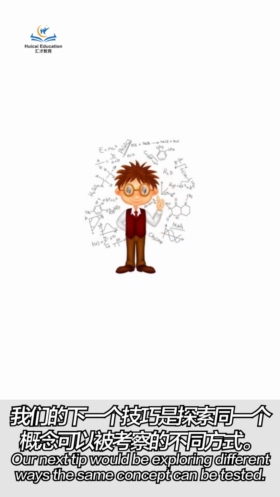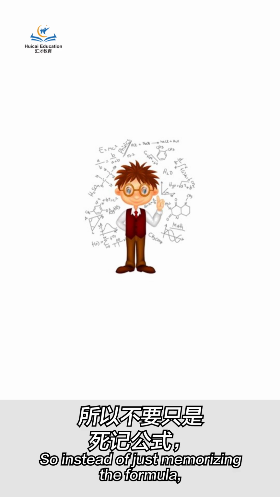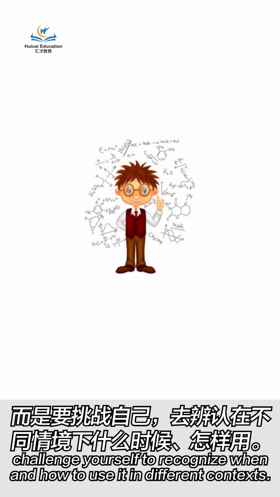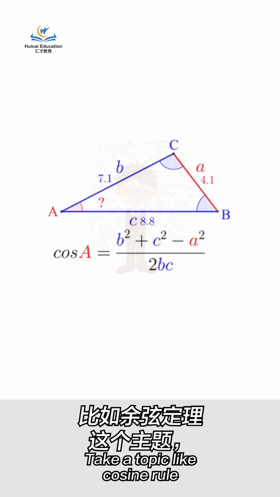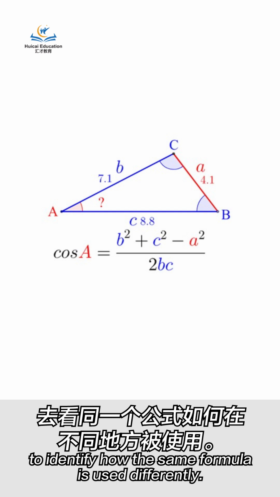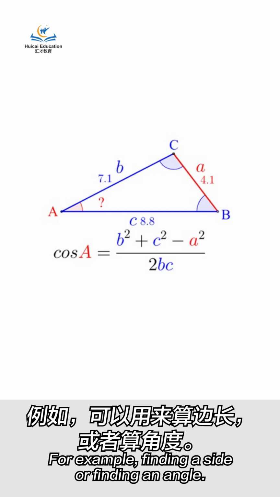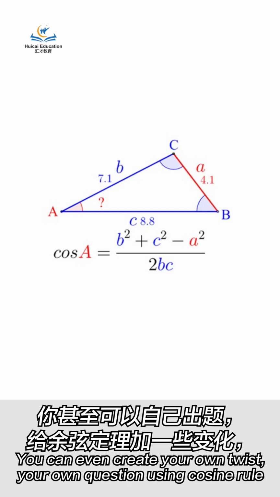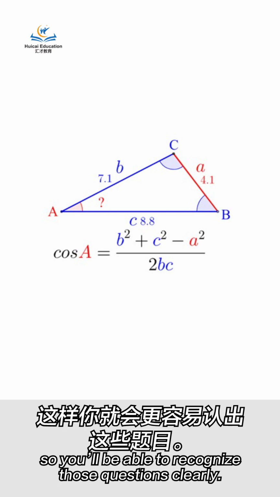the examination. Our next tip would be exploring different ways the same concept can be tested. So instead of just memorizing the formula, challenge yourself to recognize when and how to use it in different contexts. Take a topic like cosine rule and gather a few different questions from past papers to identify how the same formula is used differently. For example, finding a side or finding an angle. Okay, you can even create your own twist, your own question using cosine rule, so you'll be able to recognize those questions clearly.